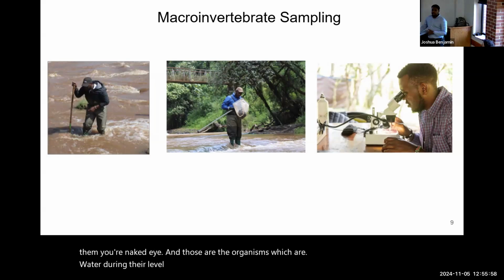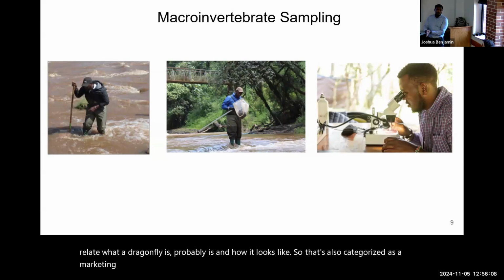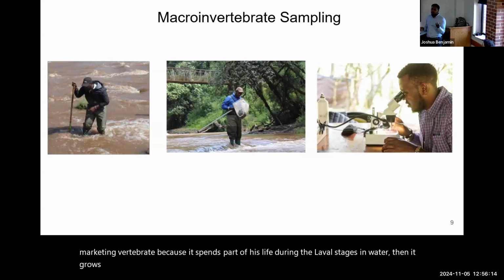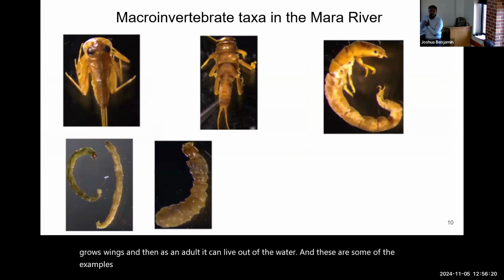A good example is an organism like a dragonfly. You all probably know what a dragonfly is and how it looks. So that's also categorized as a macroinvertebrate, because it spends part of its life during the larval stages in water, then it grows wings, and as an adult, it can live out of the water. And these are some examples of the organisms we refer to as macroinvertebrates, or if you like, the benthic macroinvertebrates.